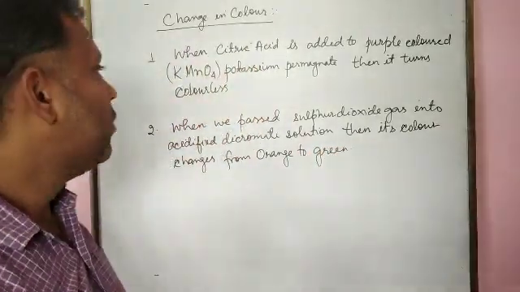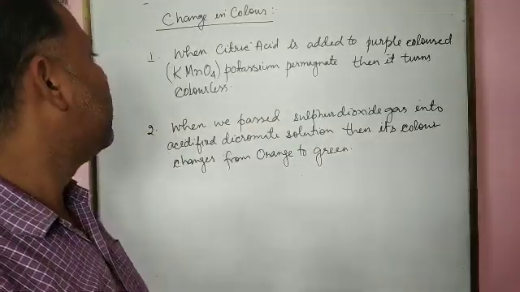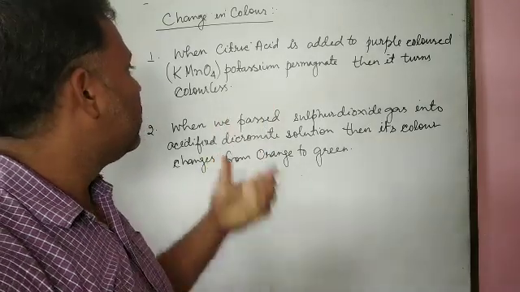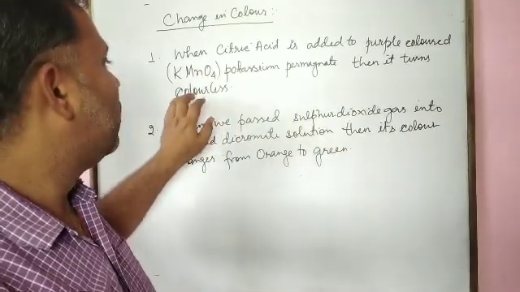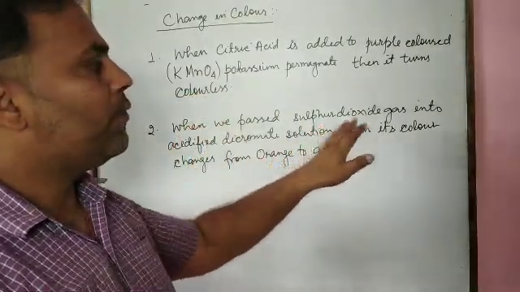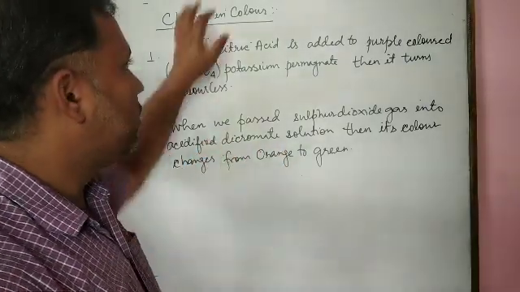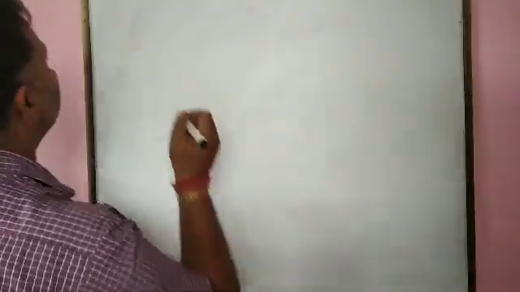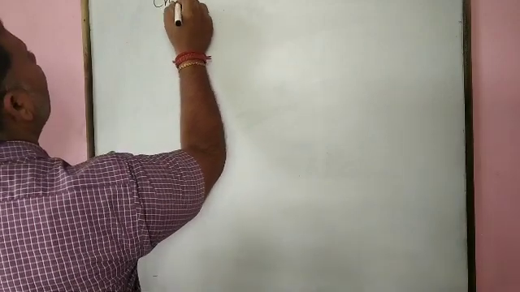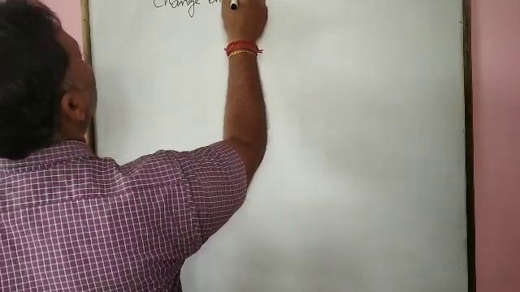Okay. Change in color. When we add citric acid to purple colored potassium permanganate solution, then it turns colorless. It means when a chemical reaction is occurring here, then the color changes. When we pass sulfur dioxide gas into acidified dichromate solution, then its color changes from orange to green. Let us discuss change in temperature.